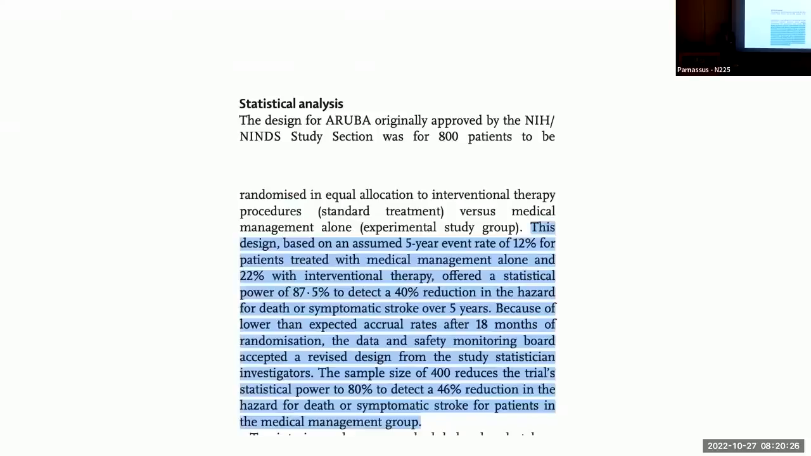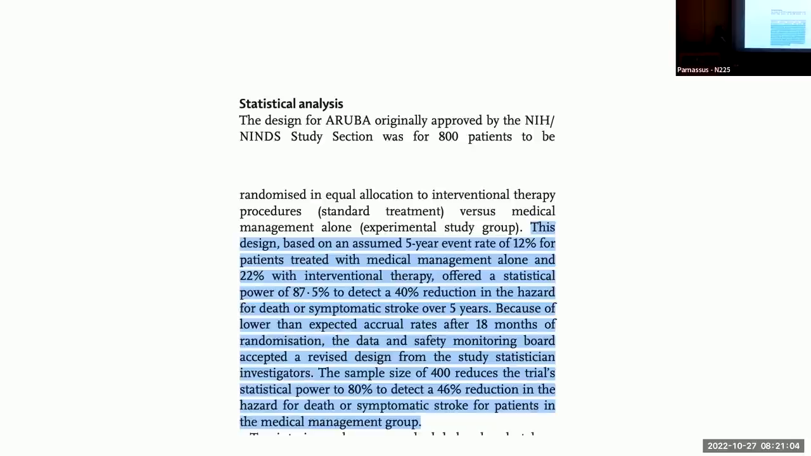Statistical plan. The design for ARUBA, approved by the NINDS section, was for 800 patients to be randomized in equal allocation, interventional therapy versus medical therapy. This design, and this is the part I found really interesting, assumed a five-year event rate of 12% for patients treated with medical therapy alone and a 22% rate of events for interventional therapy. Here, events I think are bad. That's a brain bleed. That's a stroke. 22% with interventional therapy. It had statistical power of 87.5% to detect a 40% reduction in the hazard ratio for death or symptomatic strokes over 5 years.